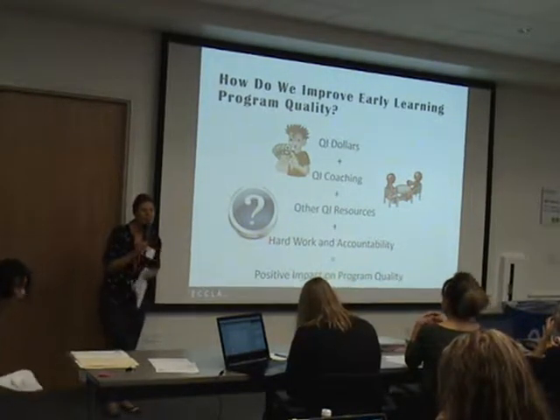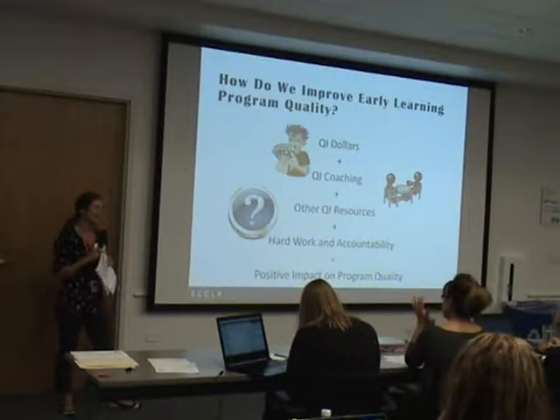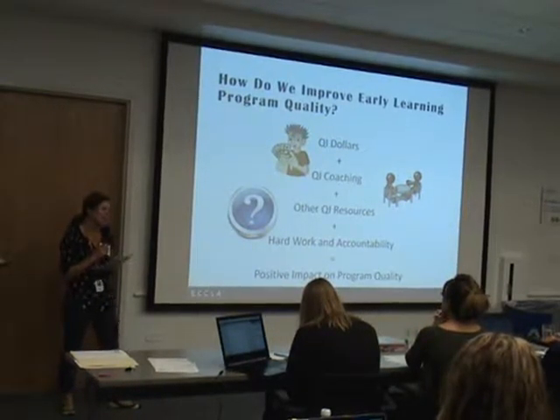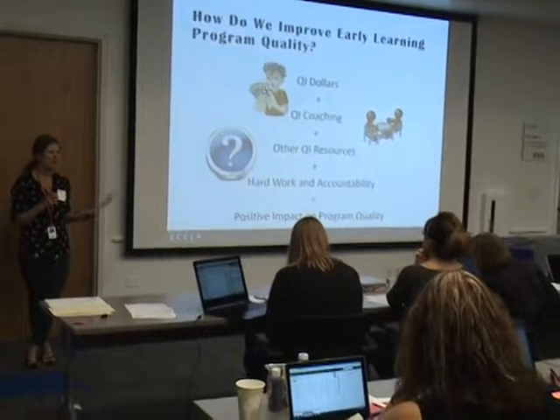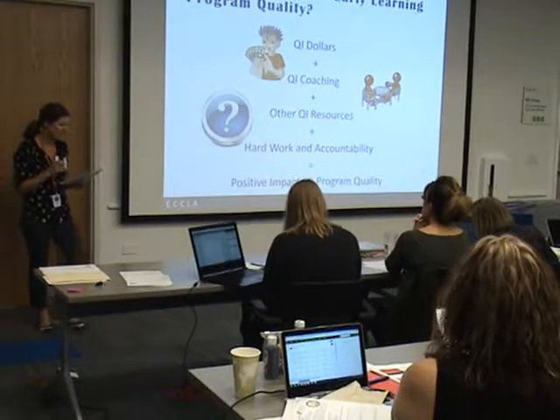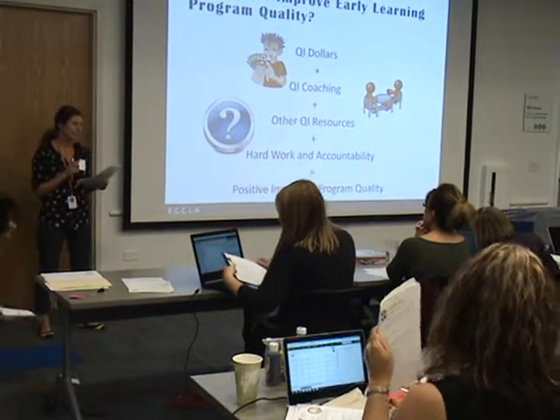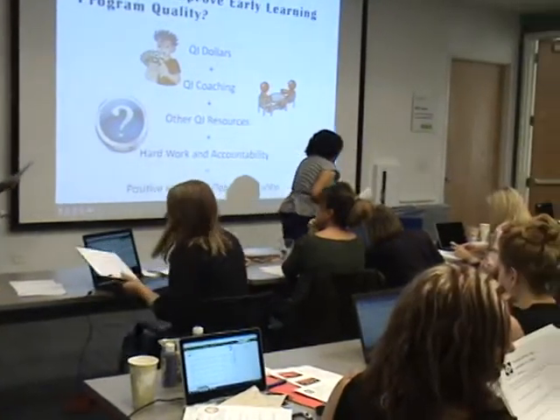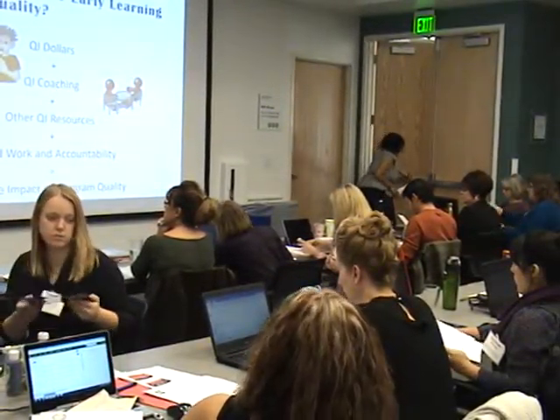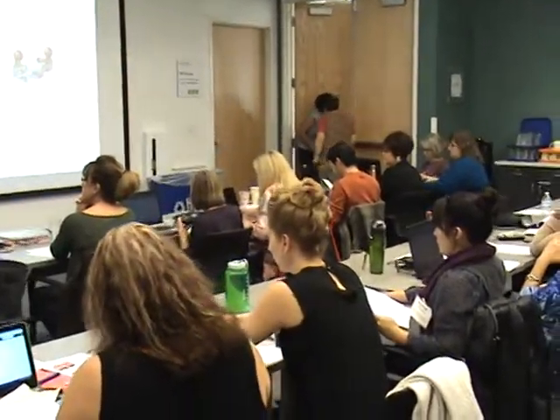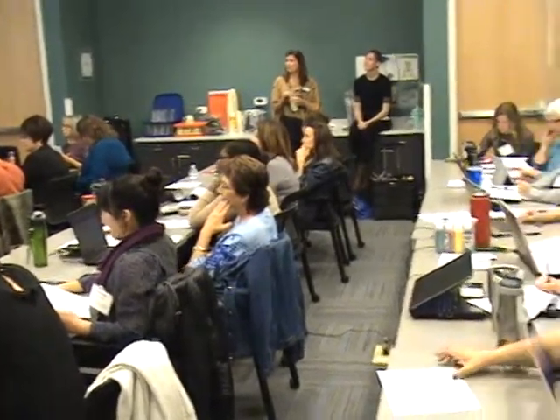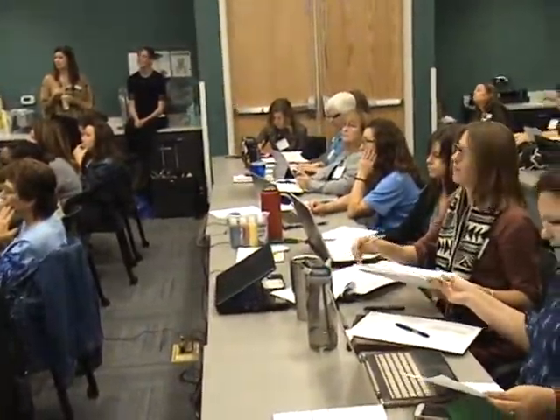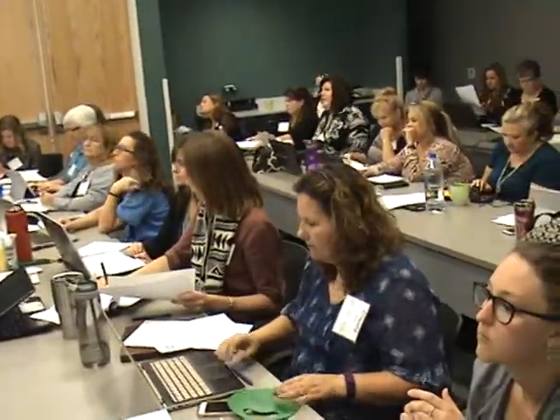So as most of you probably are aware, through the quality initiatives and quality grants that we have through the Office of Early Childhood, we have a similar model or formula for the way that we hope to enhance quality across the system. Most of these quality grants come with dollars, coaching, and then some discretionary funds that councils can use for special projects or other activities. And then when you pair that with hard work and accountability, we hope to raise that level of quality in our system for the early childhood, early learning programs that we support.